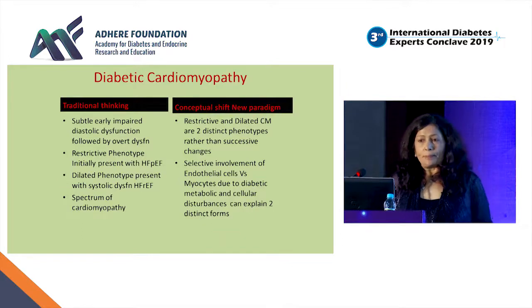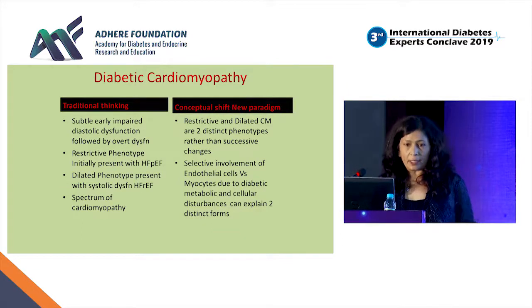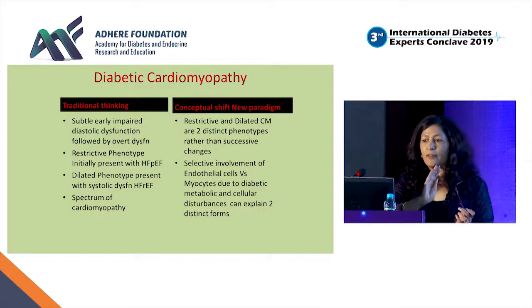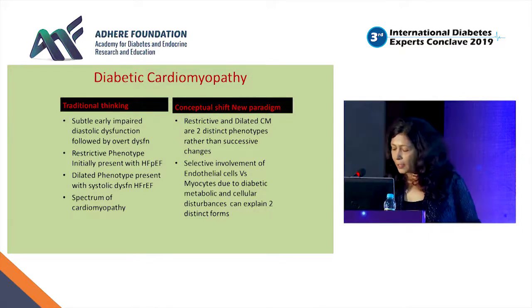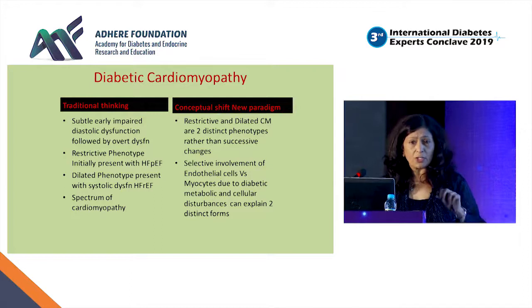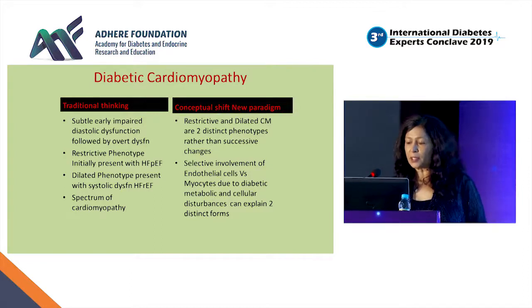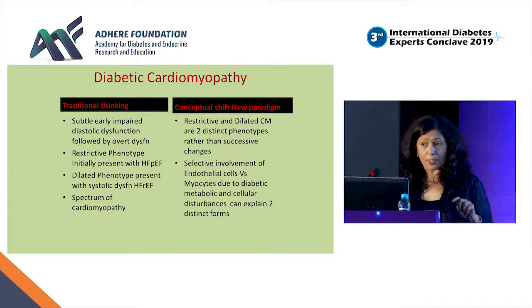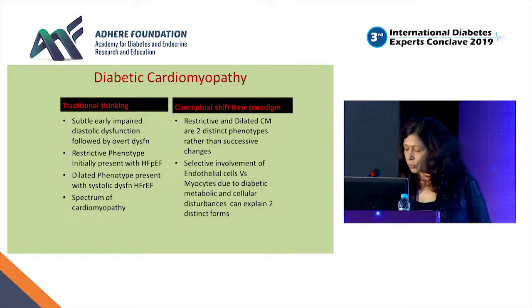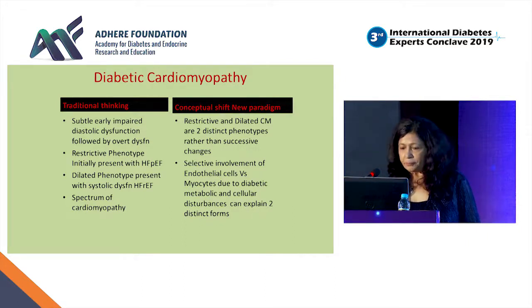Diabetic cardiomyopathy: the traditional thinking was that initially it presents as diastolic failure, then that increases and goes to overt failure. Then it was thought of as a restrictive phenotype and then a dilated phenotype, with a spectrum. Now the new conceptual shift in thinking is that restrictive and dilated cardiomyopathy may be two distinct forms of myocardial damage, and that's what the clinical associations are teaching us.